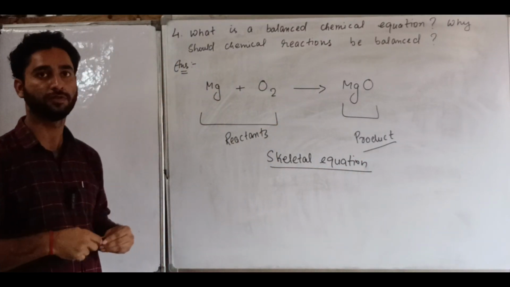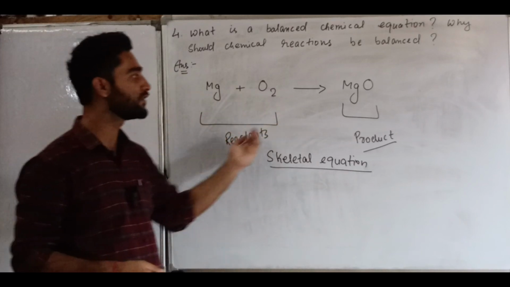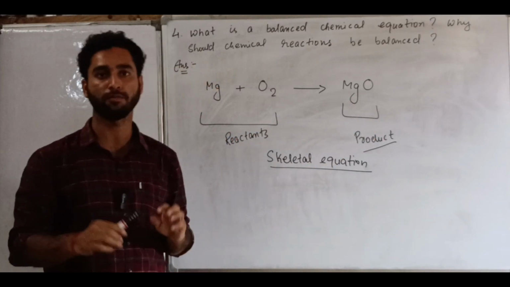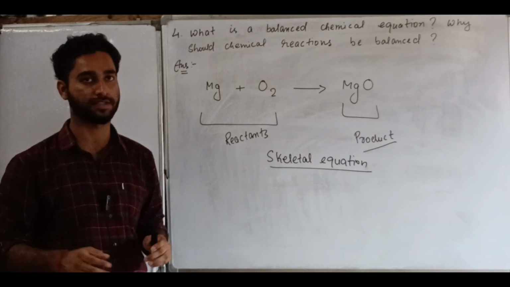So what is a balanced chemical equation? A balanced chemical equation means the number of atoms on the reactant side should be equal to the number of atoms on the product side. Then the equation is said to be balanced.